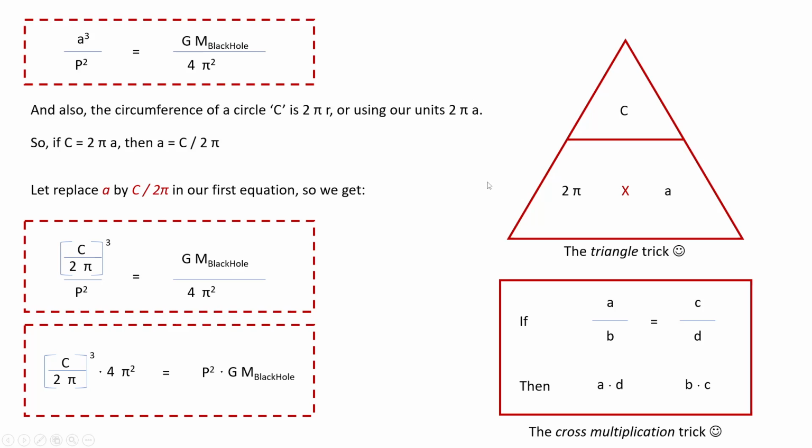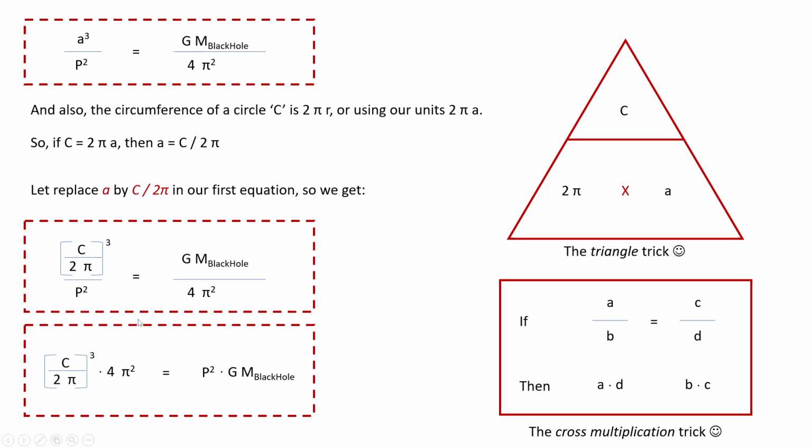That's basically the trick here. I call it the triangle trick. The only thing we're doing here is replacing this a over here. This a is substituted with this thing here, c over 2 pi. So c over 2 pi to the power of 3 over p squared equals gm black hole over 4 pi squared.